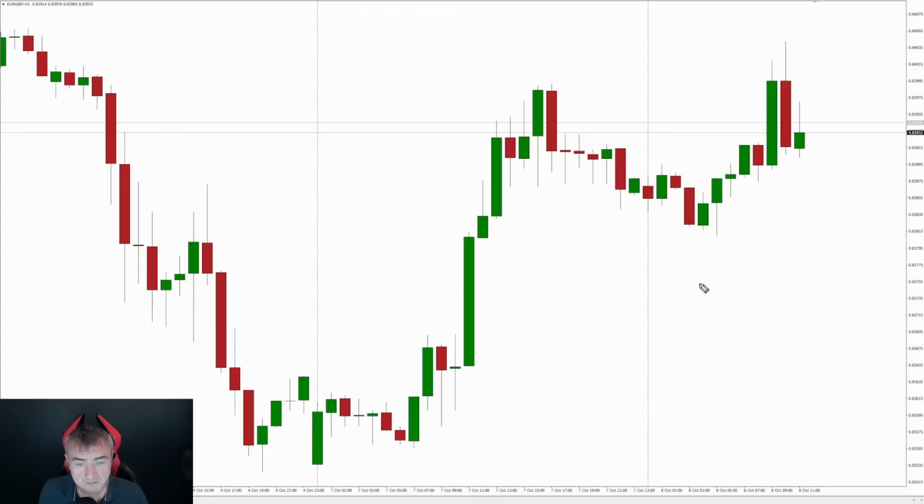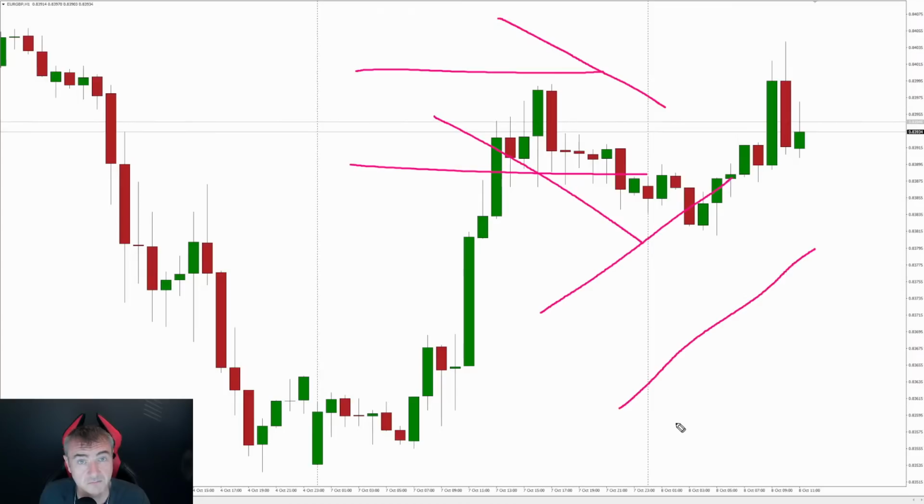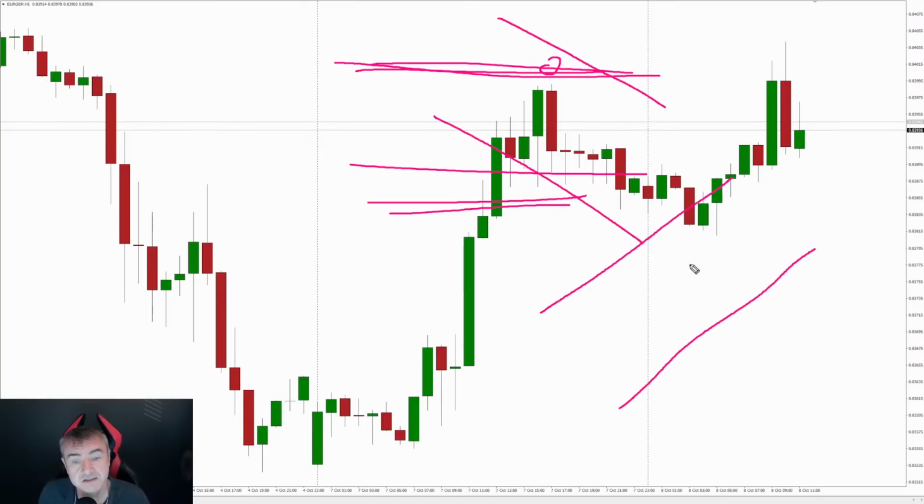Think of price action like a constant channel of movement. You've got highs and lows on candlesticks. If the lows are going down and the highs are going down, you've got a down channel. If the highs are going up and the lows are going up, you've got an up channel. If the highs and lows are roughly in the same spot, you've got a range. It just gives you the direction to trade in.